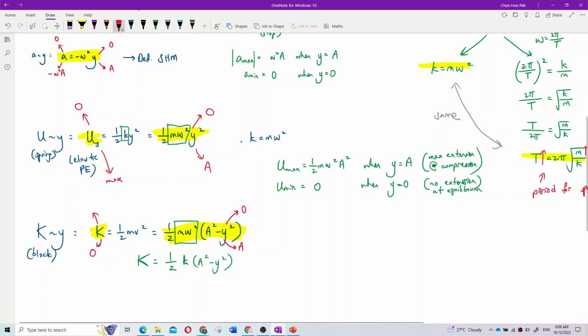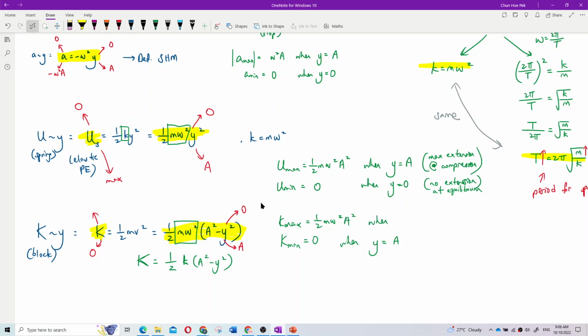Let's write it down first. We can say kinetic energy minimum equals 0 when y equals the amplitude. But kinetic energy maximum is equal to what? Half m omega square a square, when y equals 0. Remember the red bar? When y equals 0, so half m omega square a square.